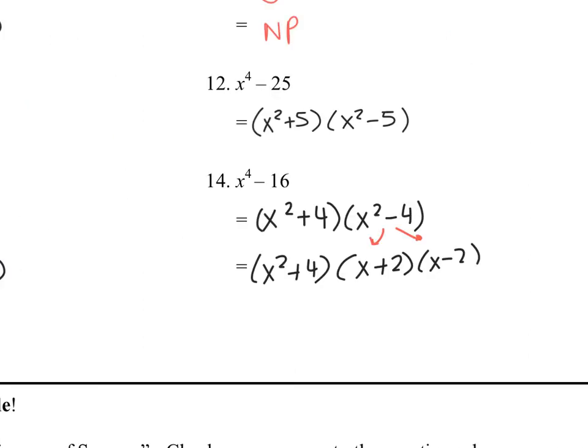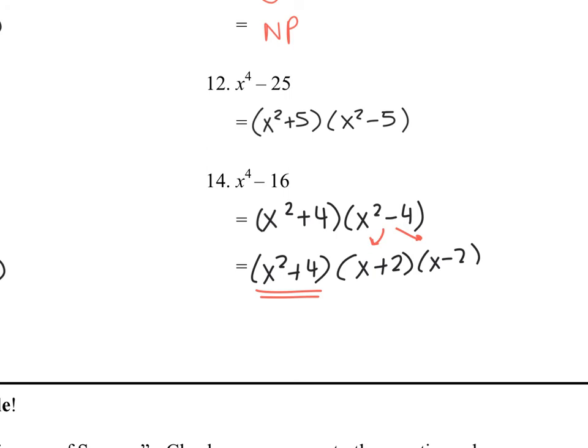And number 14 was a two-step, so I factored x to the 4 minus 16 to x squared plus 4, x squared minus 4, but you should have noticed that subtraction bracket was another difference of squares that can be broken down into x plus 2, x minus 2. Now when you do that, make sure you don't forget the x squared plus 4 from that first bracket or you're changing your expression altogether.